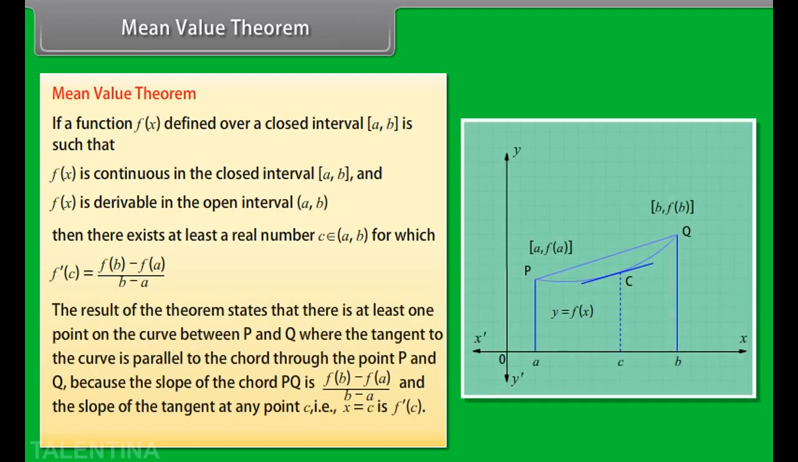The result of the theorem states that there is at least one point on the curve between P and Q where the tangent to the curve is parallel to the chord through the point P and Q, because the slope of the chord PQ is f of b minus f of a divided by b minus a, and the slope of the tangent at any point C, that is, x is equal to C, is f dash of c.